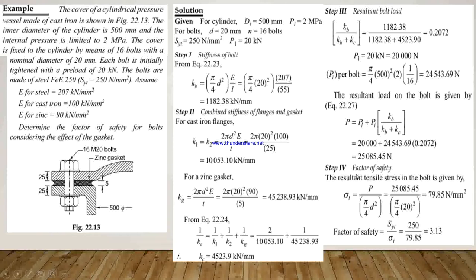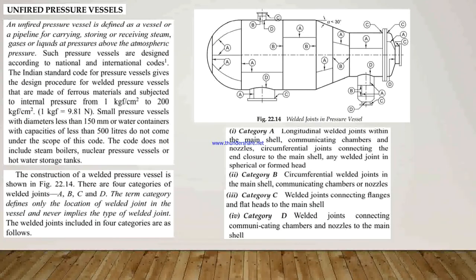Putting all these values, we got the value of P, that is the resultant load on the bolt. In the last step, we calculate the factor of safety. Using the resultant load P divided by pi by 4 d square, we calculate sigma t, that is the tensile stress, and by using the formula for the factor of safety, that is Syt divided by sigma t, we calculate the factor of safety as 3.30.